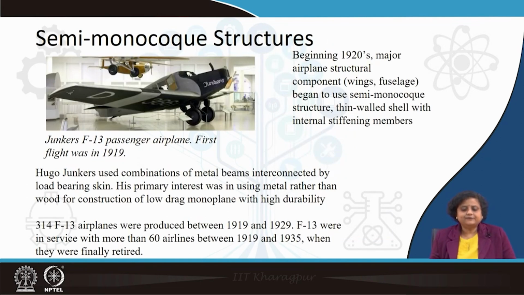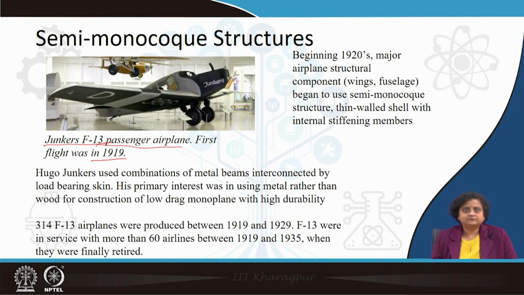Now, the first plane that was successful using a semi-monocoque design was the Junkers F-13 passenger airplane, which made its first flight in 1919. Another development with this Junkers was that it was no longer made out of wood, but out of metal, because, as I said, the availability of wood was becoming scarcer, and aircraft manufacturers had to move from wood to metal.